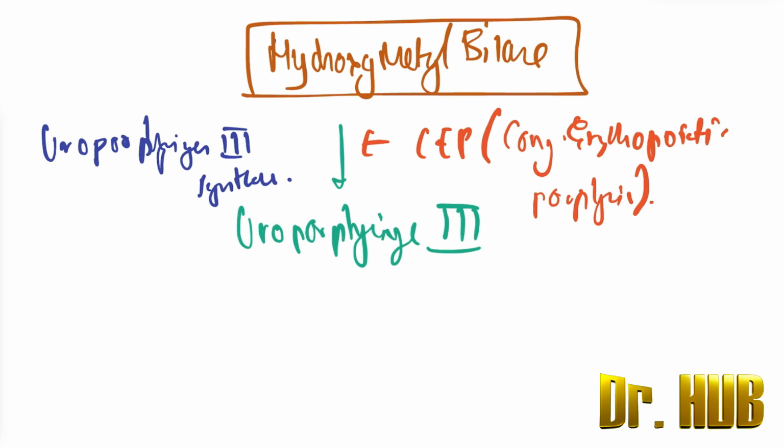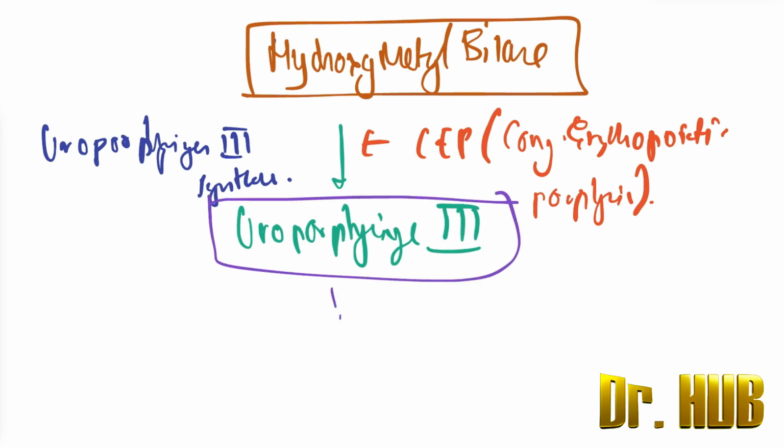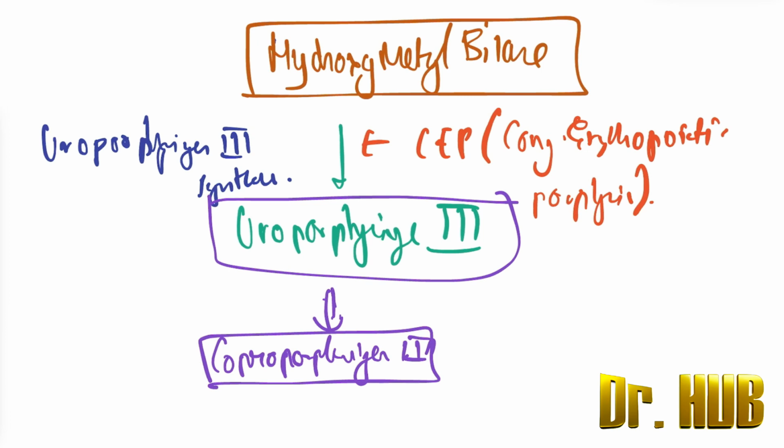Next, we look at uroporphyrinogen 3 to coproporphyrinogen 3. Here there is PCT, porphyria cutanea tarda. And the enzyme involved will be uroporphyrinogen decarboxylase.